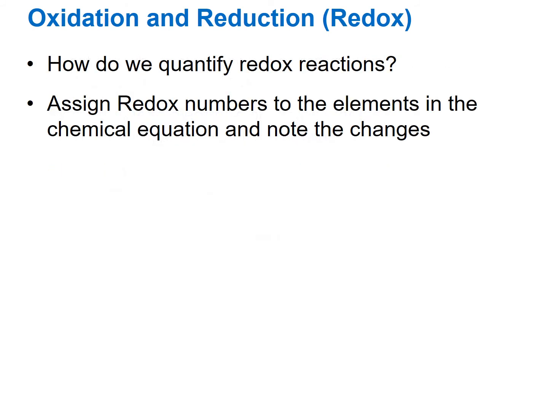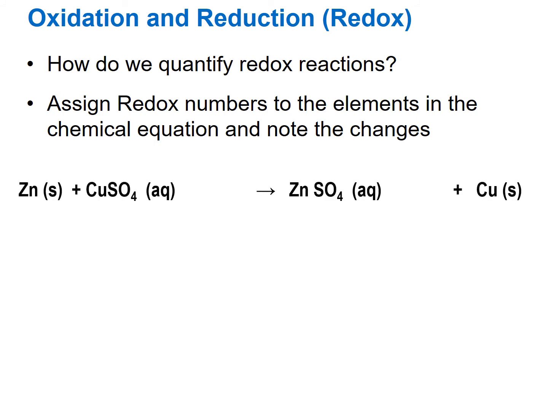So how do we set about quantifying a redox reaction? How do we get some data so we can do some analysis and figure out what the heck is going on with this thing? Well, what you're going to do is assign what's known as an oxidation number to your redox reaction. Each element or polyatomic ion is going to end up getting an oxidation number. So let's bring up an equation and see what I'm talking about.